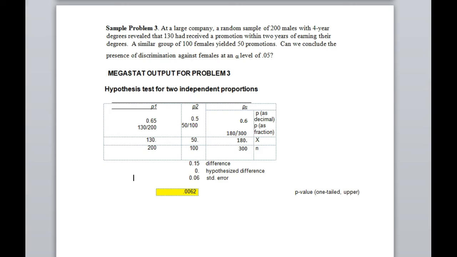Sample 3. At a large company, a random sample of 200 males with 4-year degrees revealed that 130 had received a promotion within 2 years of earning their degrees. A similar group of 100 females yielded 50 promotions. Can we conclude the presence of discrimination against females at an alpha level of 0.05?